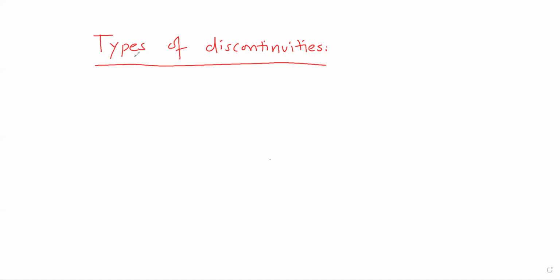Today we'll study types of discontinuity. There are three main types of discontinuities. Number one is point or removable discontinuity.